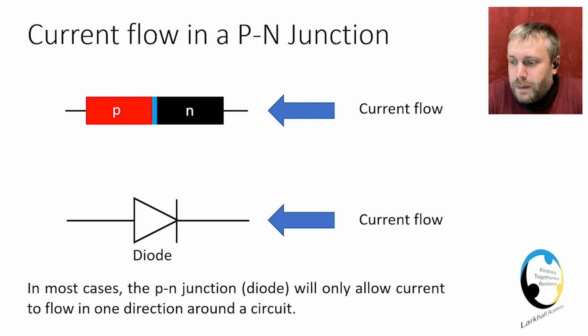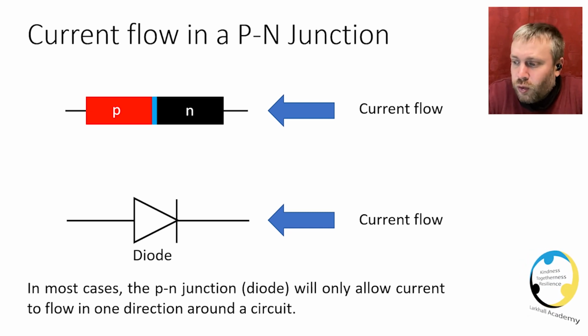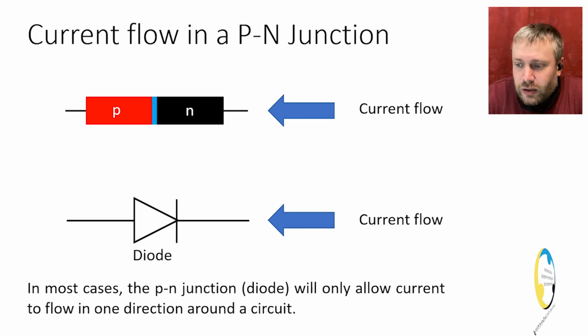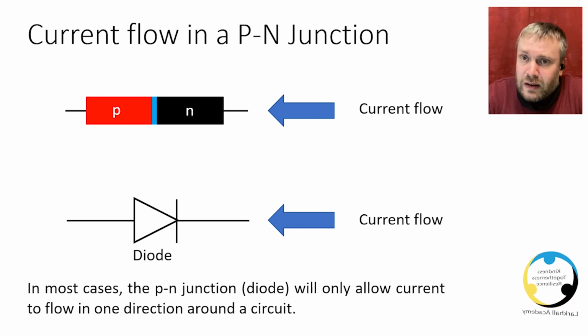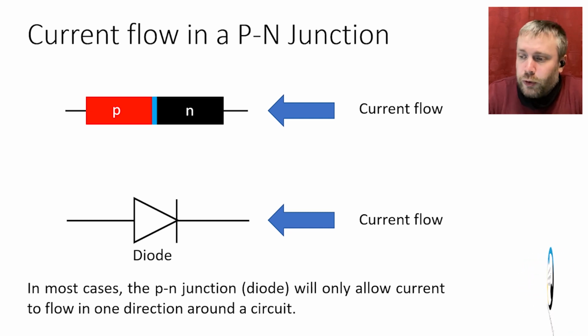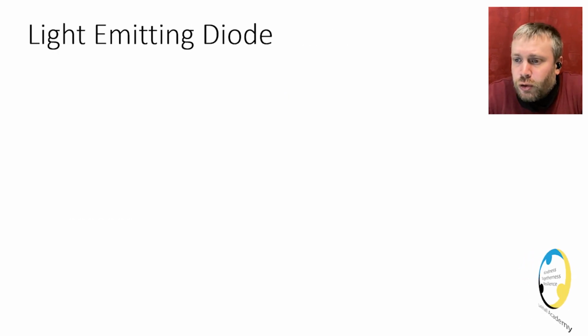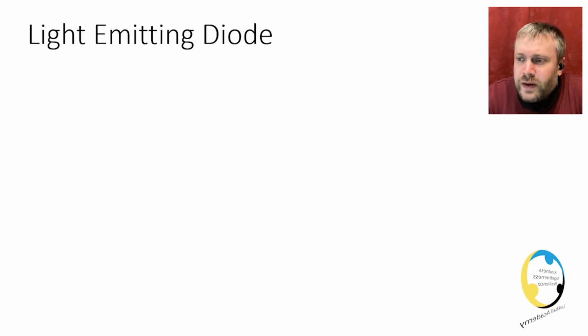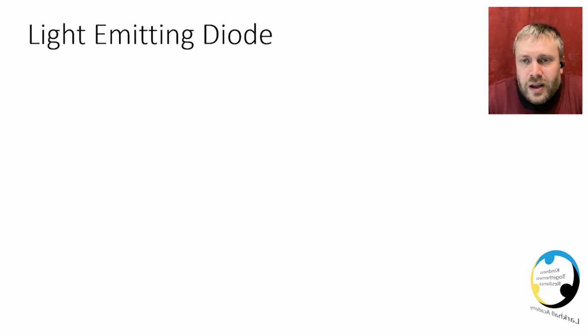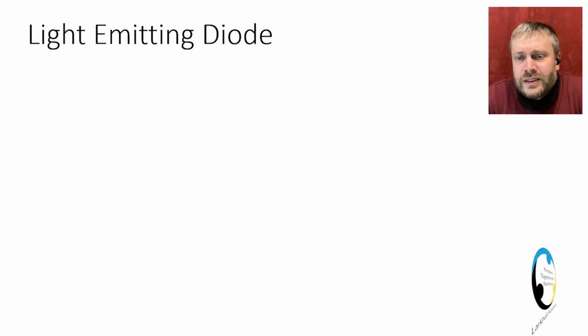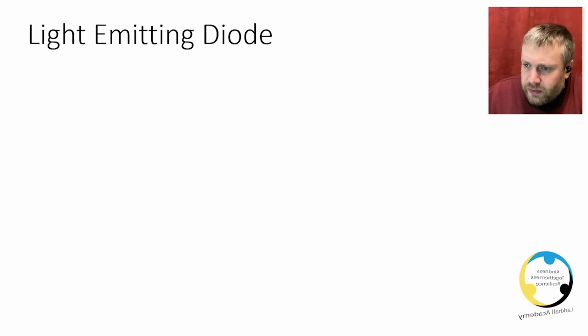So in most cases, the PN junction or the diode will only allow current to flow in one direction around the circuit. Incredibly useful component from that point of view. Now, there's two applications that we need to be aware of. The first one is the light emitting diode. You'll be familiar with light emitting diodes, LEDs. You'll have seen them in a wide variety of appliances. So we're going to look at that first.